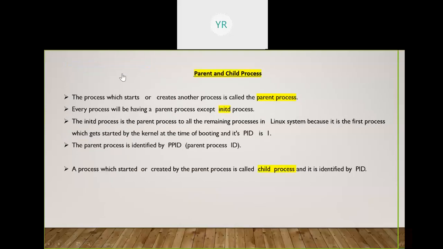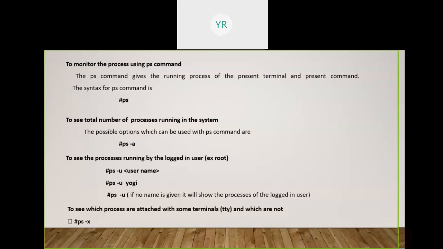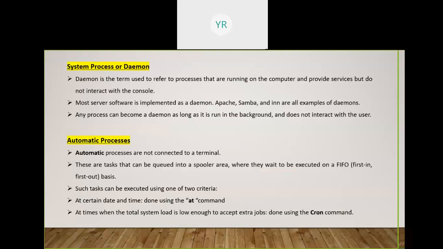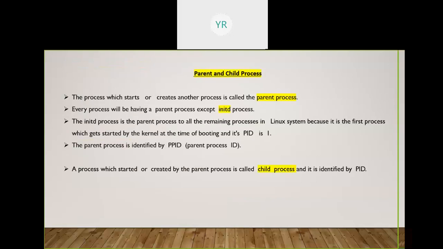So those are the three types of process: interactive, system process, and automatic process. Okay, next.